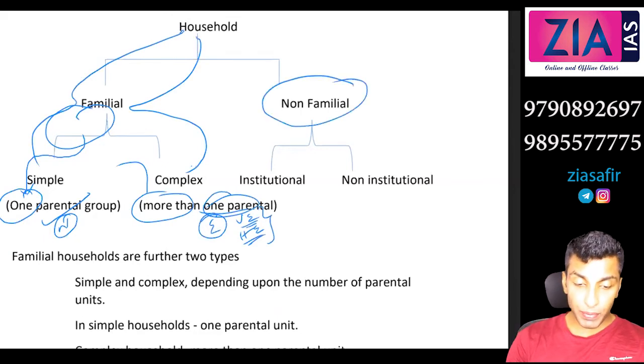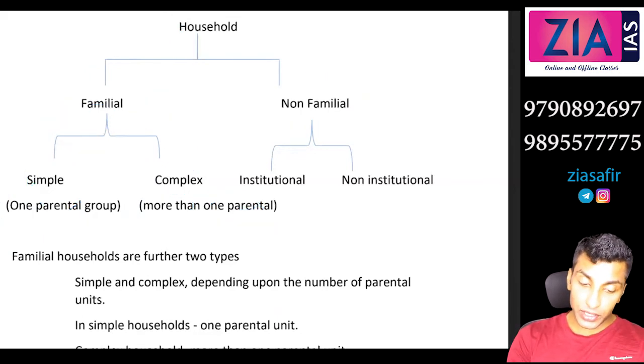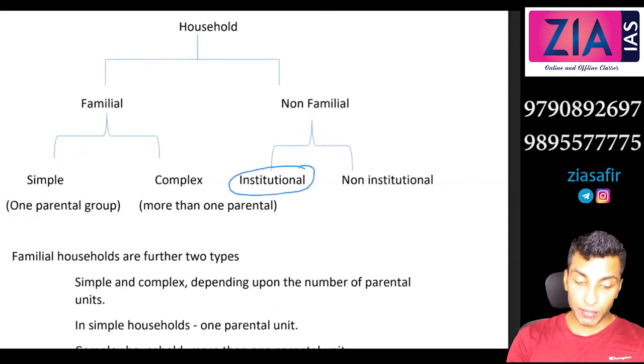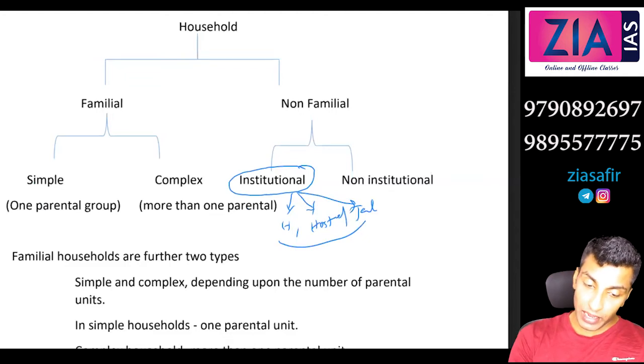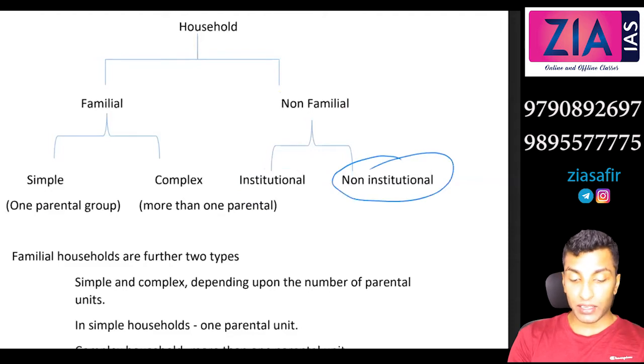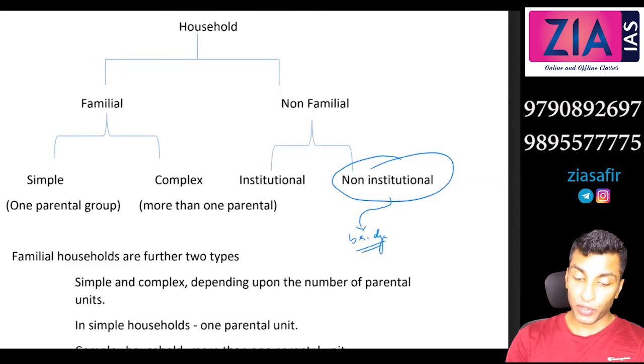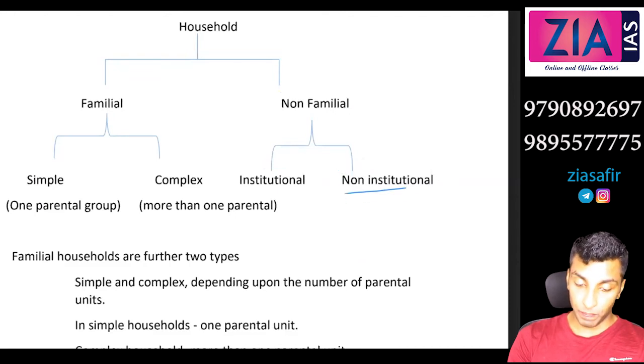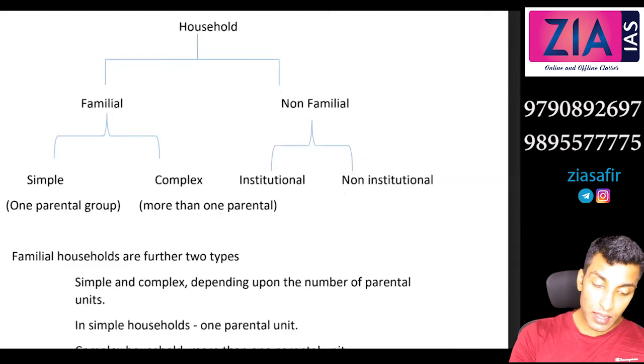Non-familial means people are not related. In that, further divisions are institutional. For example, when we talk about hotels, when we talk about hostels, okay, these are institutional. Jails, okay, these are institutionalized households. Non-familial but institutional. Non-institutional means, like, migrant workers, etc., who stay under the bridge, right? They stay under the bridge and they cook there also, and they eat together, or on pavements or pipelines, etc. Okay, so these are non-institutional. So any doubt with respect to this?